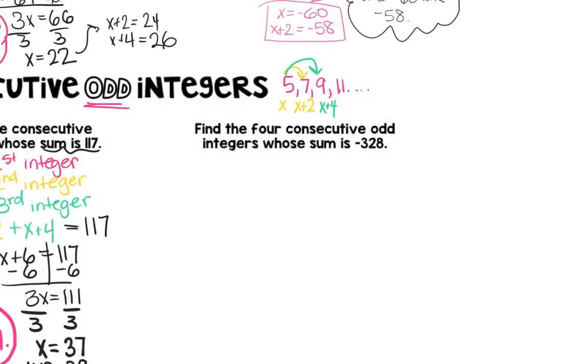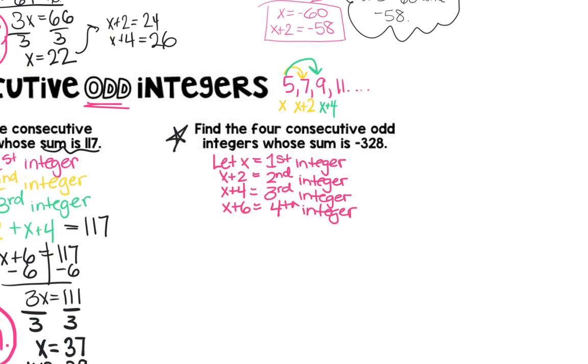Now we're looking at odd consecutive integers. So we are going to find the 4 consecutive odd integers whose sum is negative 328. Pause this and come back and see how you did. I started off with defining my variables, x, x plus 2, x plus 4, and x plus 6. The reason why we're adding 2 each time is because we're skipping over that even number to get to the next odd number.